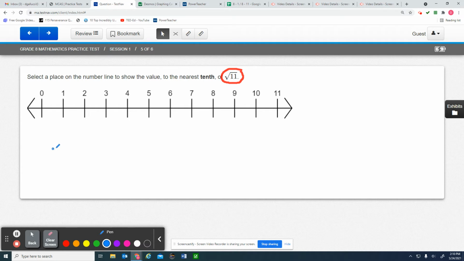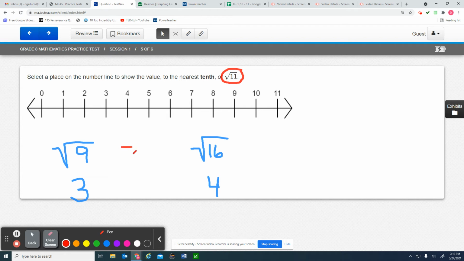So the first one that comes to mind is the square root of 9. The square root of 9 we know is the value 3. 3 times 3 is 9. So the square root of 9 equals 3. The other one is the square root of 16, one smaller, one bigger. And we know the square root of 16 equals 4, because 4 times 4 is 16.